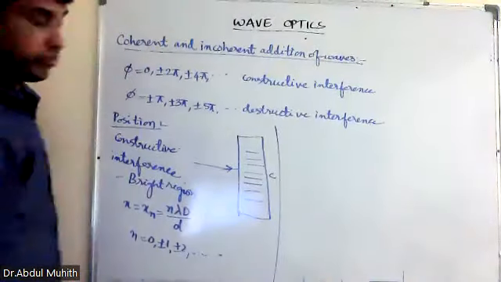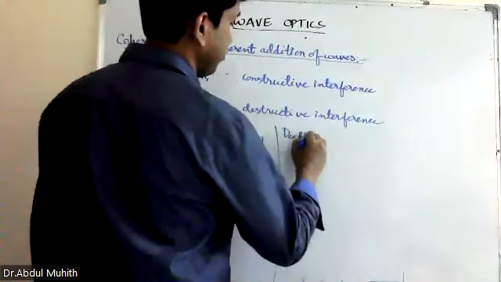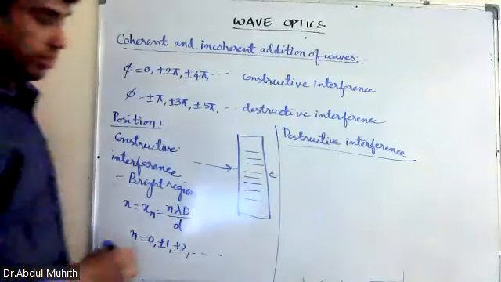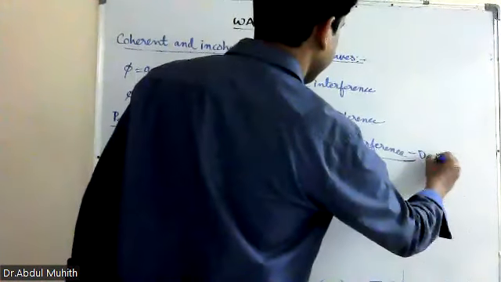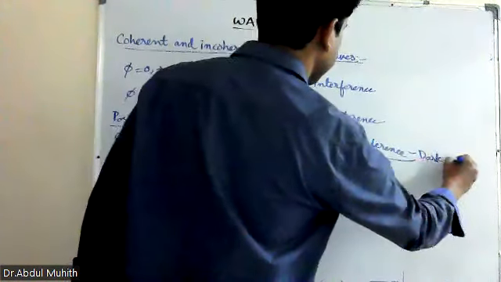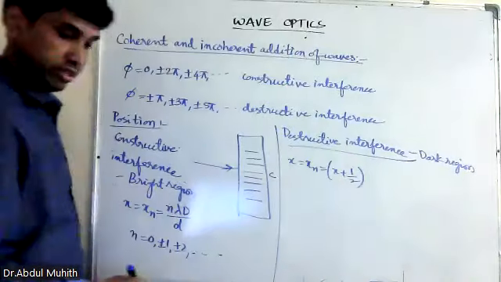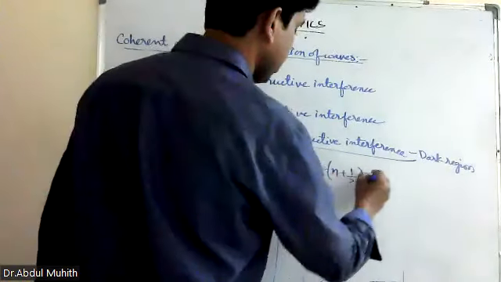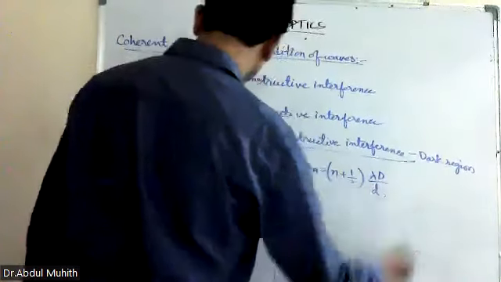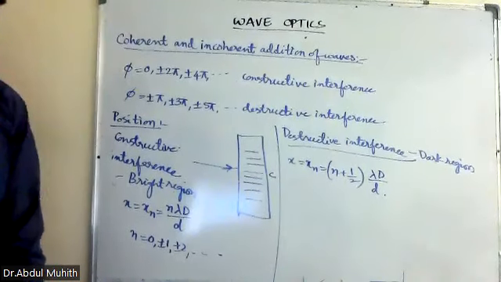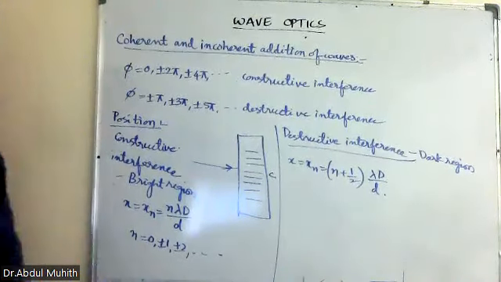Next is destructive interference. For destructive interference, we have the dark region. So x is equal to xn is equal to (n plus 1 by 2) lambda D by d. I think I will explain this concept better after the interference of light.